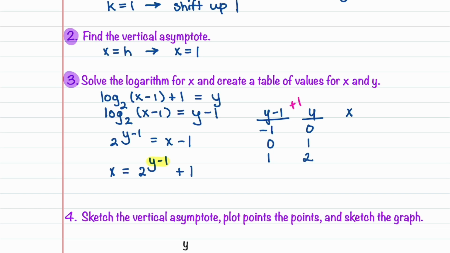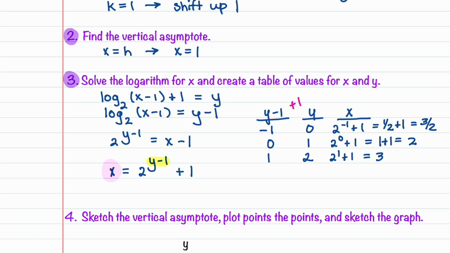Now we're going to take our y value, plug it in to our equation for x, and we're going to get what x is. We could also plug in y minus 1. We'll start with y is equal to 0, so our x is 2 to the minus 1 plus 1. That's just 1/2 plus 1, which is 3/2. Now let y be equal to 1, so we get 2 to the 0 plus 1. That's just 1 plus 1, which is 2. And then lastly, we're going to let y equal 2, so we have 2 to the 1 plus 1, and that's just equal to 3.